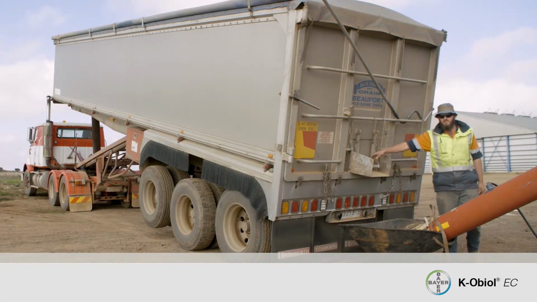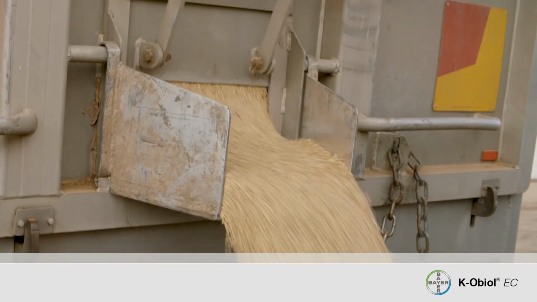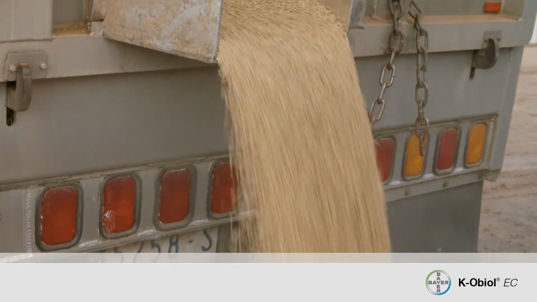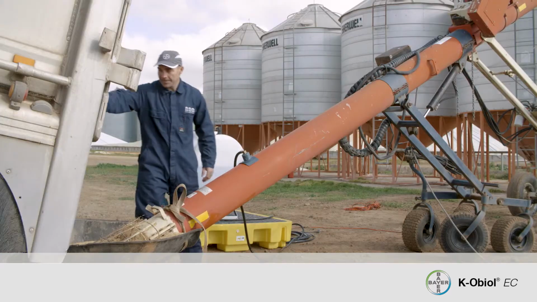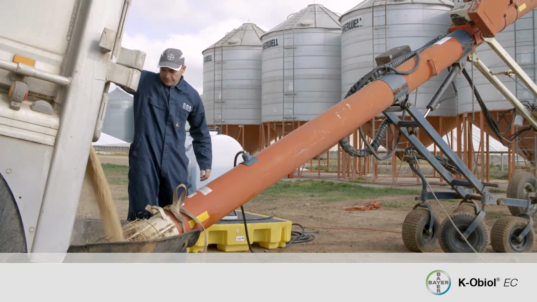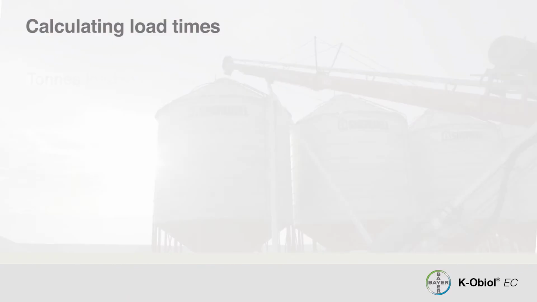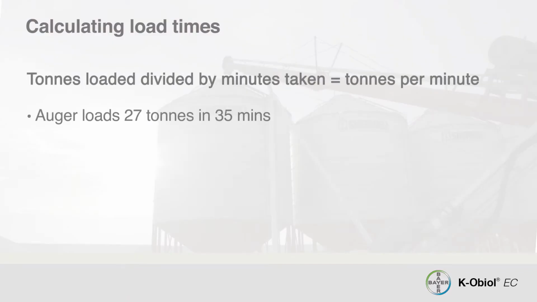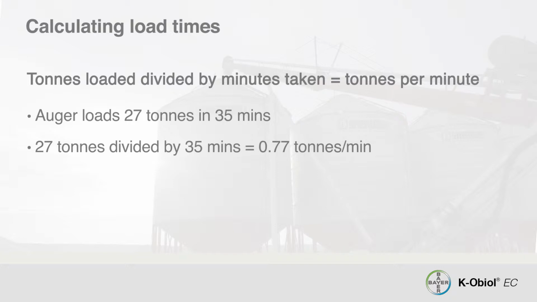Now you probably already know this, but if in doubt, you need to check how long it takes your auger to load a tonne of the type of grain you're intending to treat. This is because, as you know, different types of grain can load at slightly different rates. For example, let's say you know it takes your auger 35 minutes to fill a 27-tonne truck with wheat. 27 tonnes divided by 35 minutes equals 0.77 tonnes per minute. 0.77 multiplied by 60 equals 46 tonnes per hour. We'll come back to this figure later.